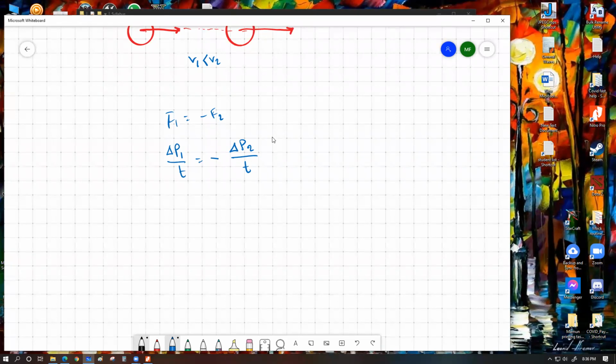Do you understand where this comes from? This is the thing we were showing, F equals delta P over T. So this one is for the first object, this one is for the second object. So far we are still in vector quantities. I'm not putting the vector sign, because if I did I would have to put it on everything, so I'm skipping that for now. If I multiply both sides by T, because T is common for both of them, we can simply write this thing as delta P1 equals minus delta P2.